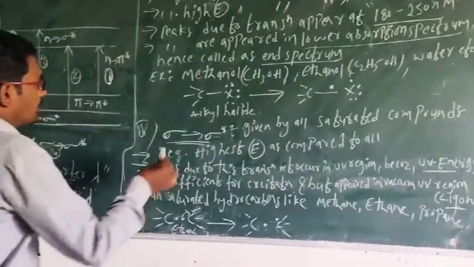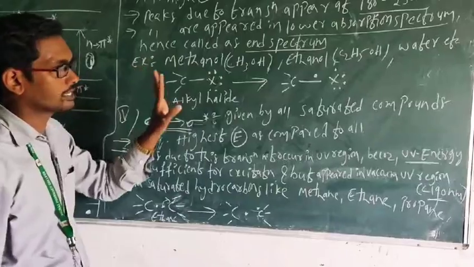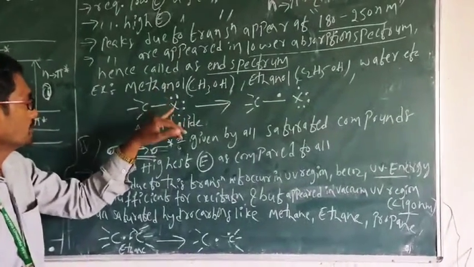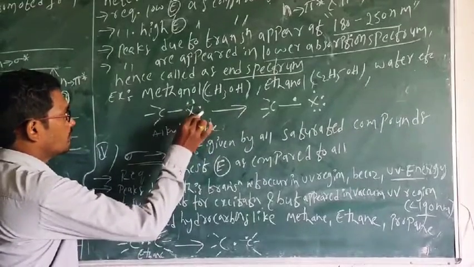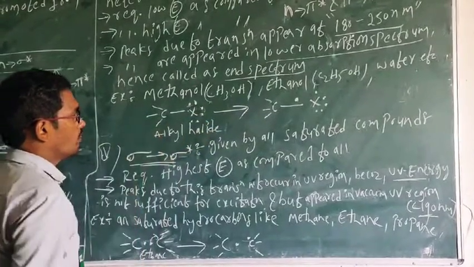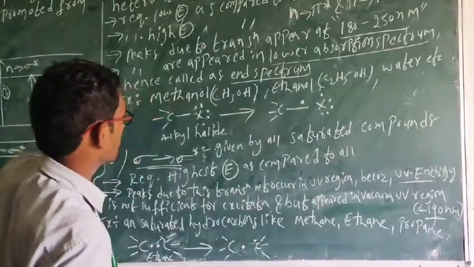That you keep in mind. Okay, for example, I give you an alkyl halide I have taken here, CH3Cl, you can say methyl halide. Here X is the halogen. Here it consists of 3 lone pairs of electrons, 1, 2, 3. When this transition is occurring, you can see here this lone pair is undergoing transition.